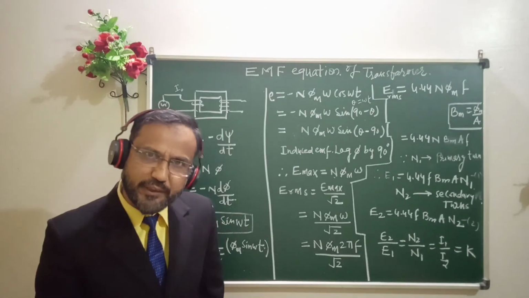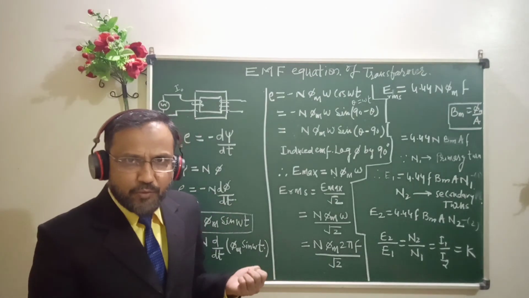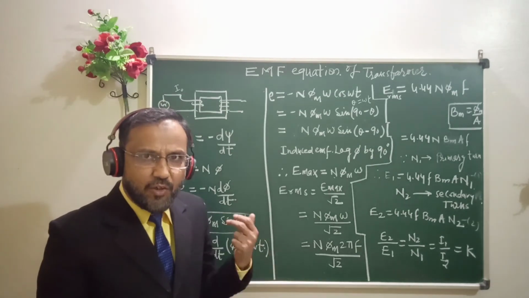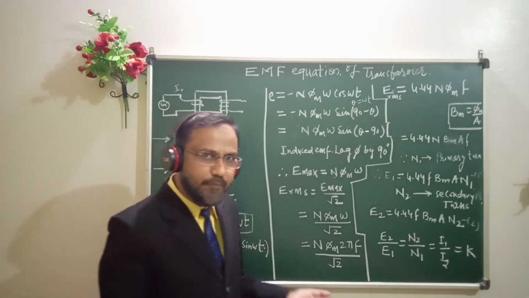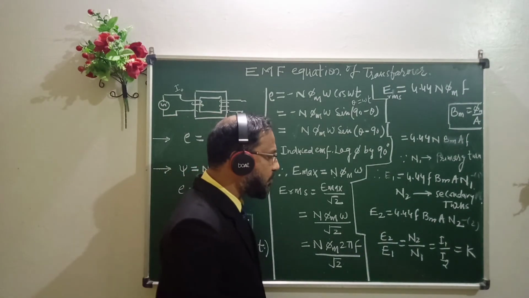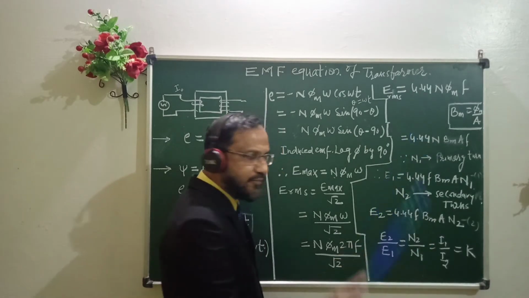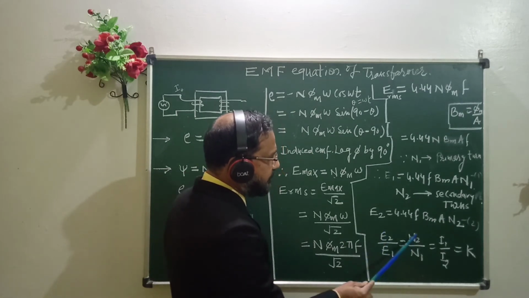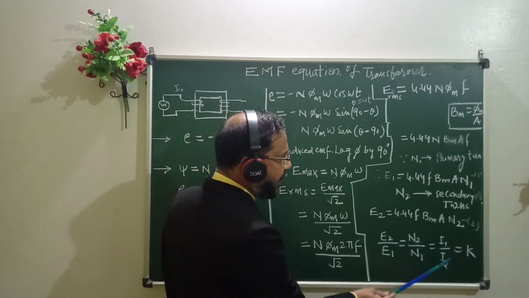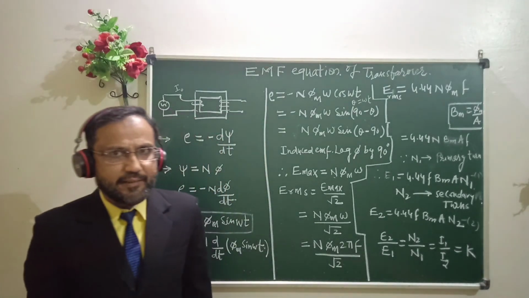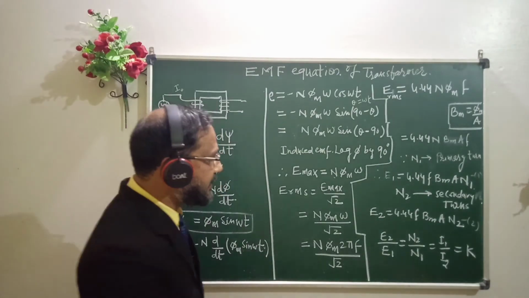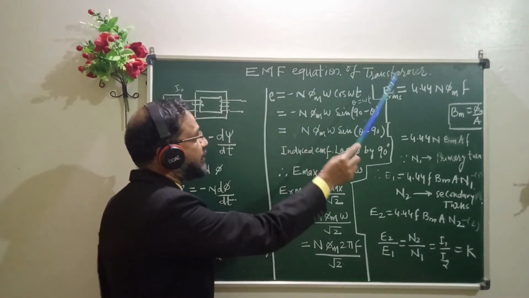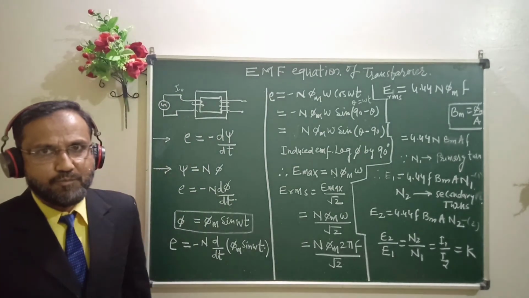That is called the transformation ratio. It is well known to us that the product of voltage and current is the same on both sides, primary side or secondary side, in the case of a transformer. It means E2 into I2 equals E1 into I1. So we can write E2 by E1 equal to N2 by N1 equal to I1 by I2 equal to K, which is called the transformation ratio. These two equations, equation number 1 and equation number 2, are called the EMF equations of the transformer.